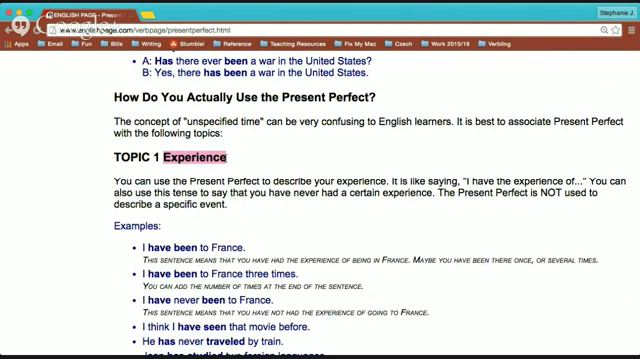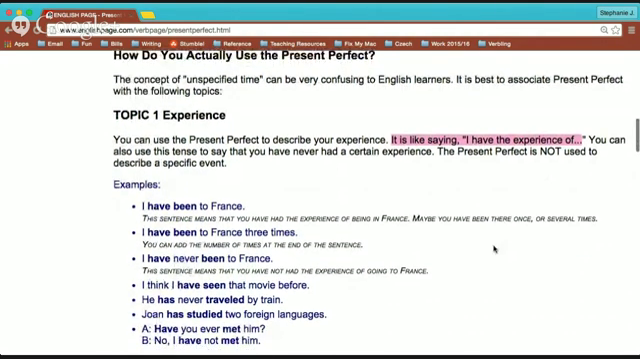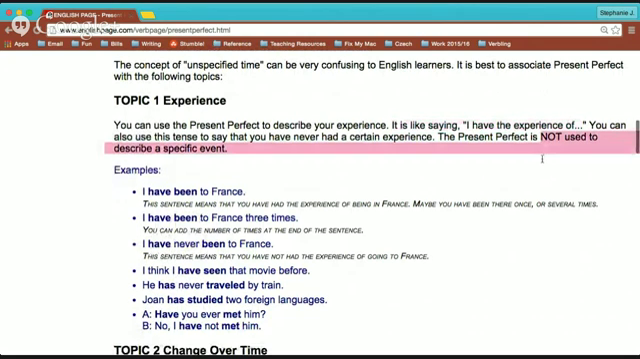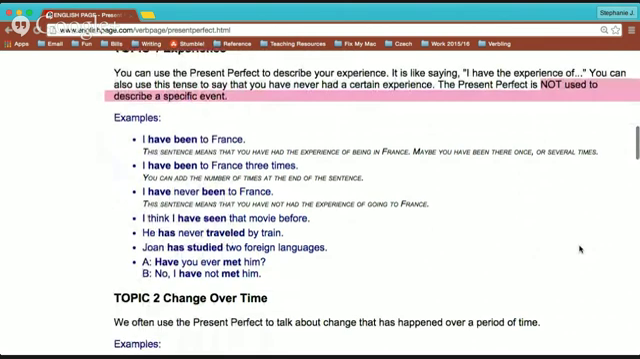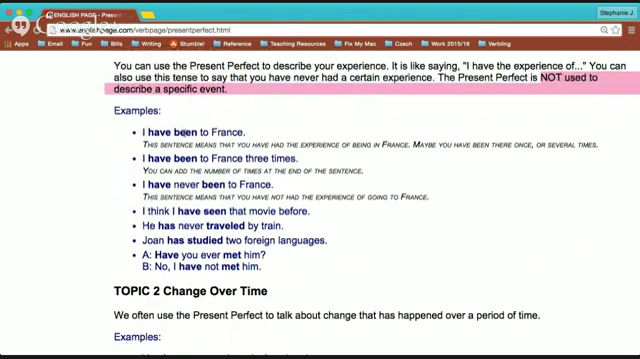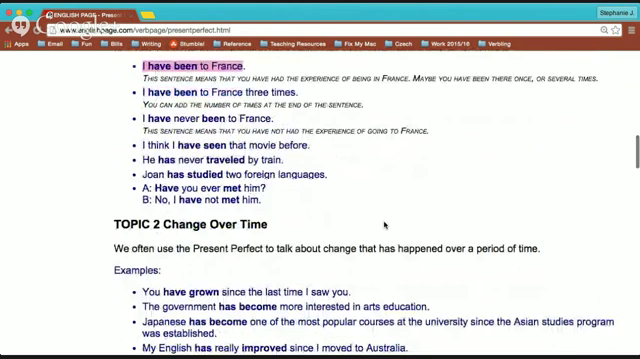Probably the most common topic is when we are talking about our experiences. This is a good thing to keep in mind. It's like saying, I have the experience of. So I have read that book 10 times means I have the experience of reading that book 10 times. It is not used to describe a specific event. So I have been to France means you may have been there once, you may have been there several times, but the main idea is that you have the experience of going to France. Any questions so far?